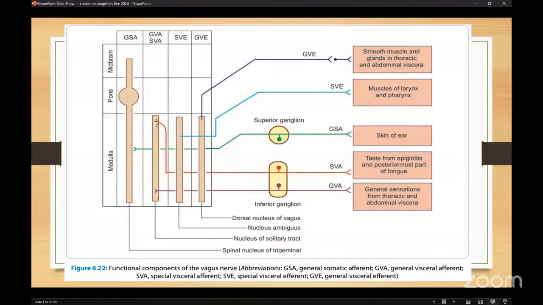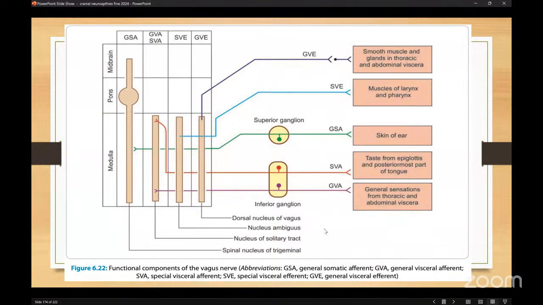Then you have general visceral afferent and special visceral afferent. Special visceral afferent means taste sensation from the epiglottis and posterior most part of the tongue. Whereas general visceral afferent is general sensations from the thoracic and abdominal viscera. The nucleus is nucleus of tractus solitarius. And then you have general somatic afferent, that is spinal nucleus of trigeminal nerve, and that is basically the skin of the ear.